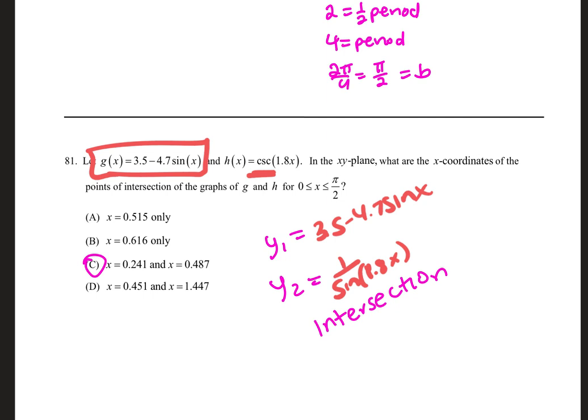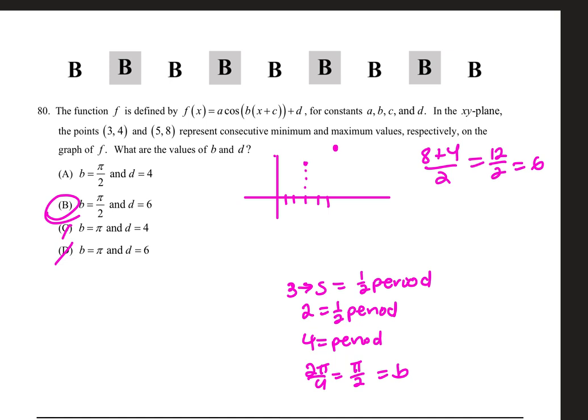Okay, can you go back to 80? It gave you that 3, 4, and 5, 8 represent consecutive minimum and maximum values. That is half your period. So if it said max to max or min to min, that is your period. If it's min to max or max to min, you're only doing half the period. So from 3 to 5 is 2, that's half the period. So the period would be 4, and then B is 2 pi over 4.